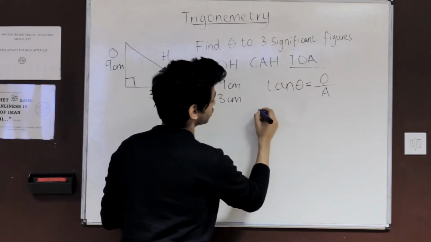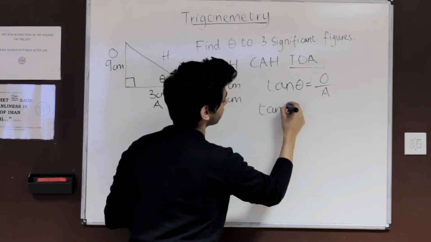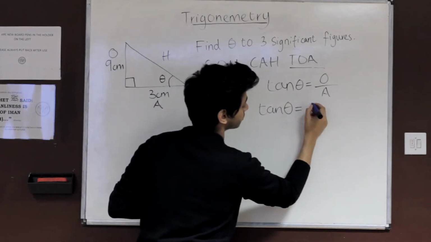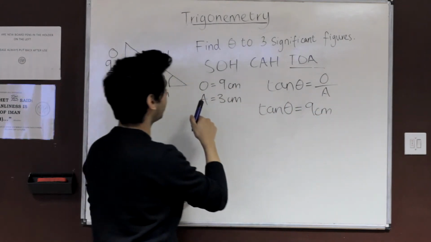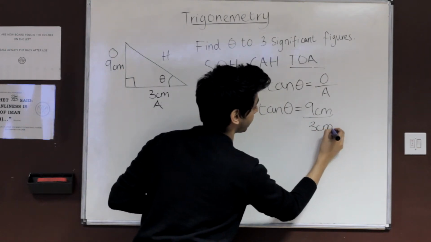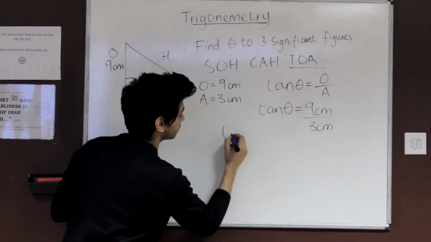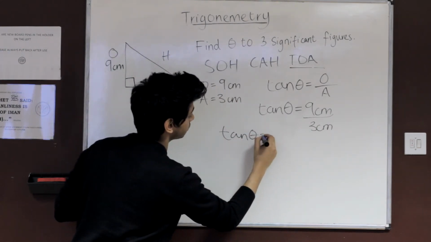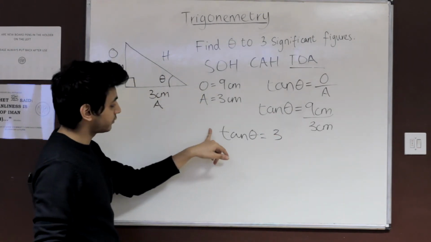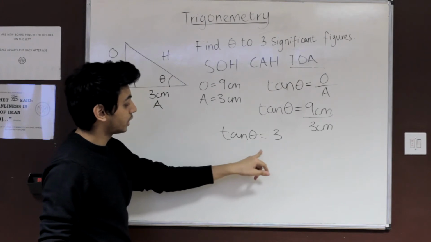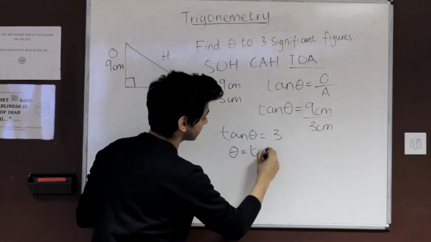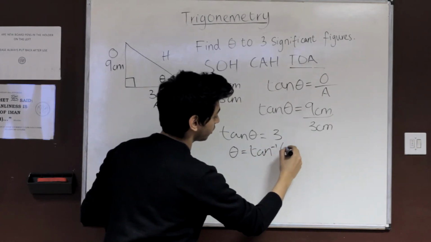So we have tan theta equals, our opposite is 9 centimeters and our adjacent is 3 centimeters. This works out to be tan theta equals 9 divided by 3, which is simply 3. Just like in the previous video, we're going to do the inverse of tan. So theta is going to equal tan inverse 3.